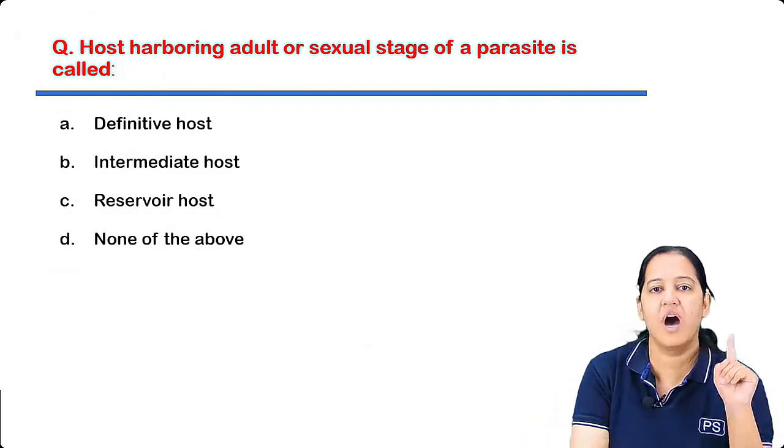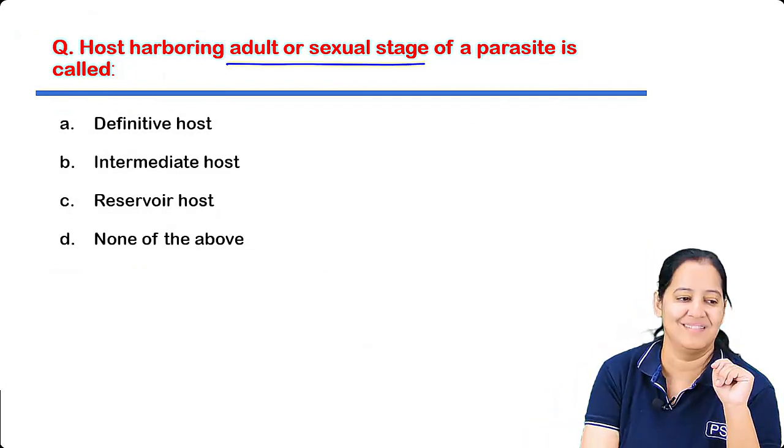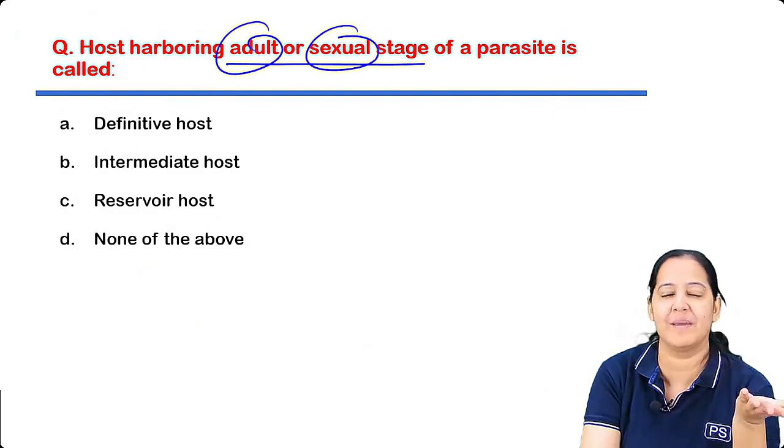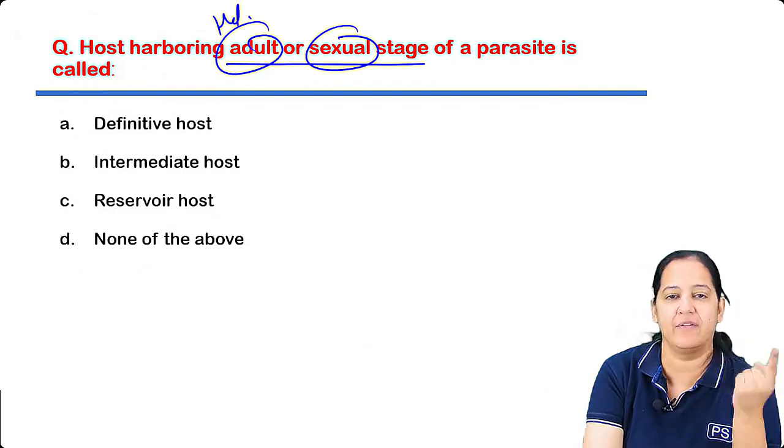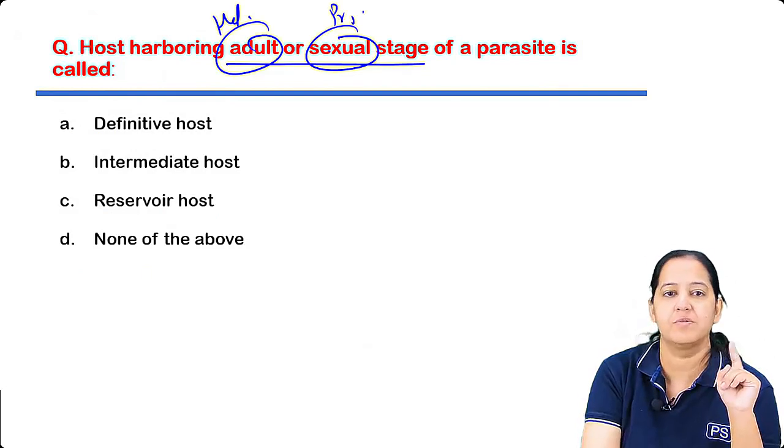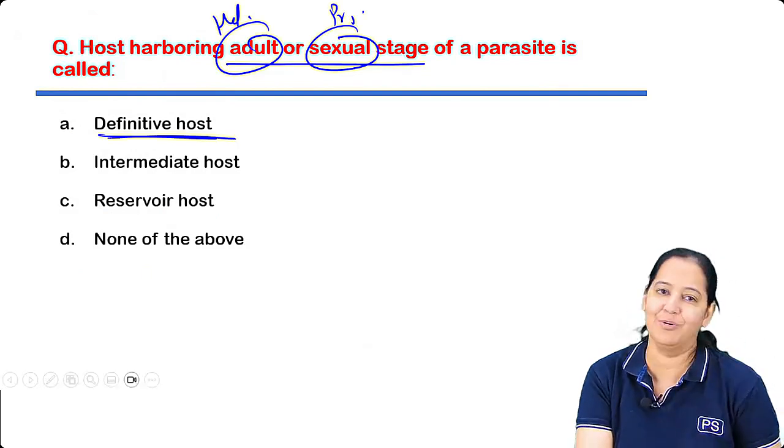So the host harboring adult or sexual cycle. Either adult or sexual, it's one and the same. If you say adult, it is for helminth. And if you say sexual, it is for protozoa. So both of them are definitive.